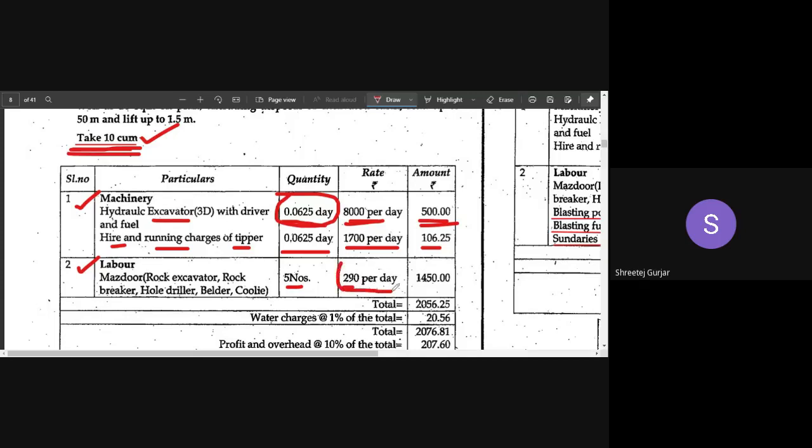Okay, there is no standard that you have to use this particular rate. You can use whatever rate is prevailing in your area, and you can write this particular rate. Then multiply 5 into 290, you will arrive at this value. Add all this, you will arrive at the total.